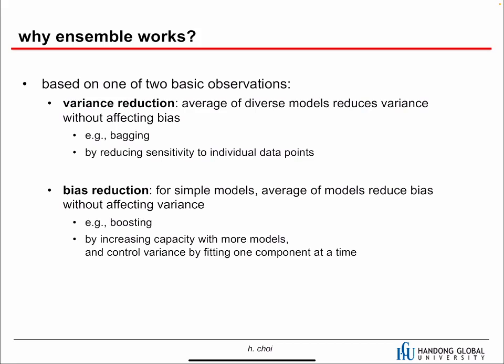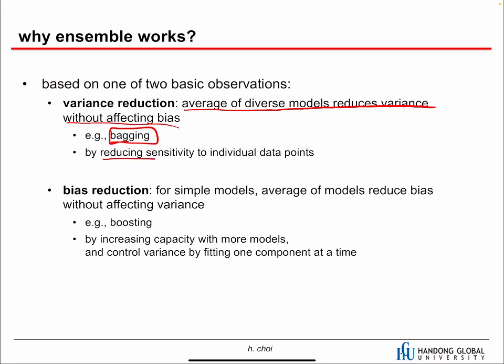When we use bagging especially, the average of diverse models reduces the variance without affecting bias, because each model can be trained with the same kind of training algorithm. Each individual model has the same kind of variance. But since we are taking the average, the variance decreases.